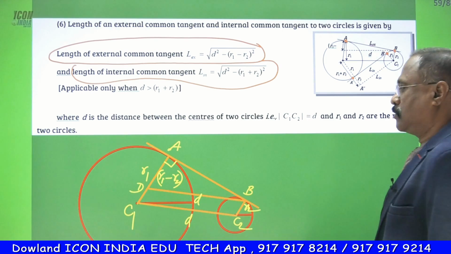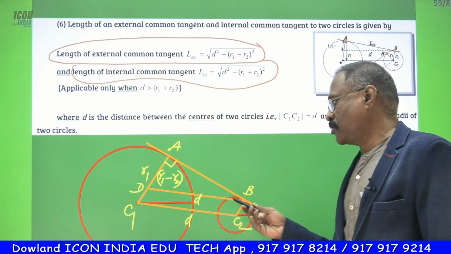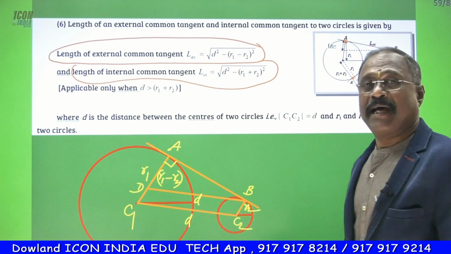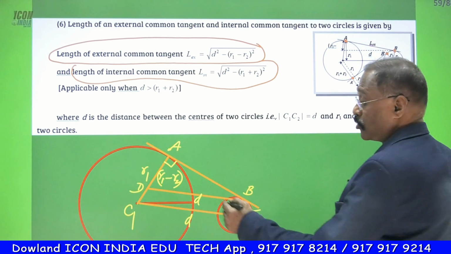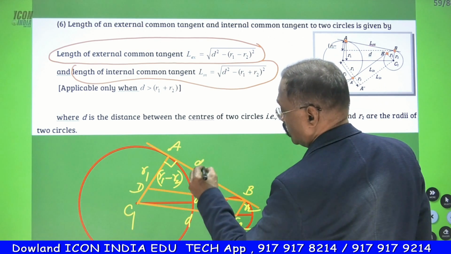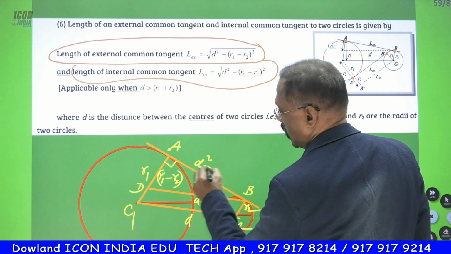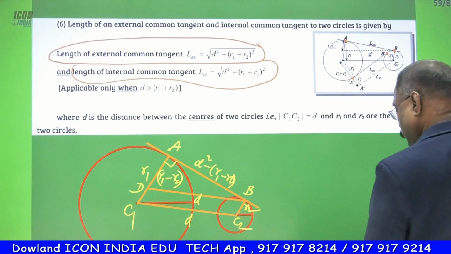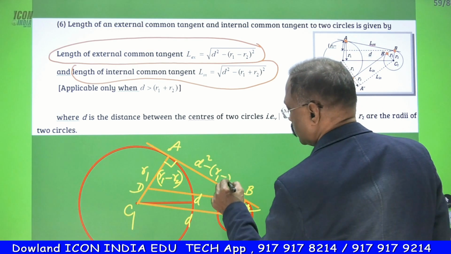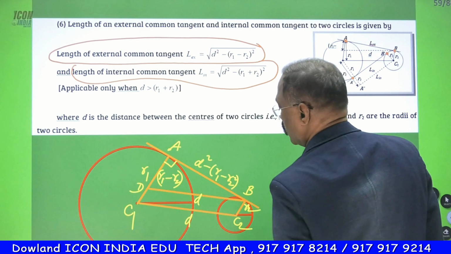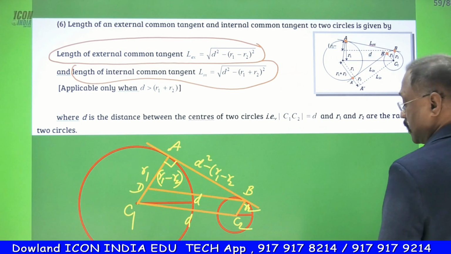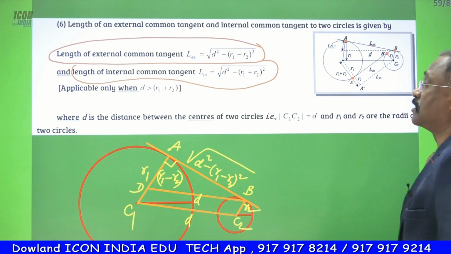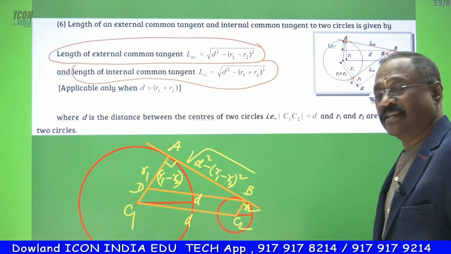This is R1 minus R2, this is D, this is the side which is opposite to 90 degrees, and hence it is obviously the hypotenuse. So apply the Pythagorean theorem here: square on the hypotenuse, that is D square, minus (R1 minus R2) whole square. So by applying the Pythagorean theorem, D square minus of (R1 minus R2) whole square, you will get the length of the direct common tangent. That's what is given here: root over D square minus of (R1 minus R2) whole square.